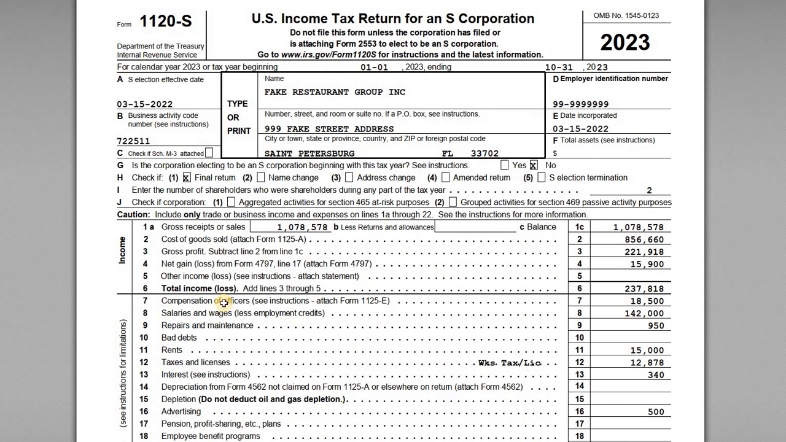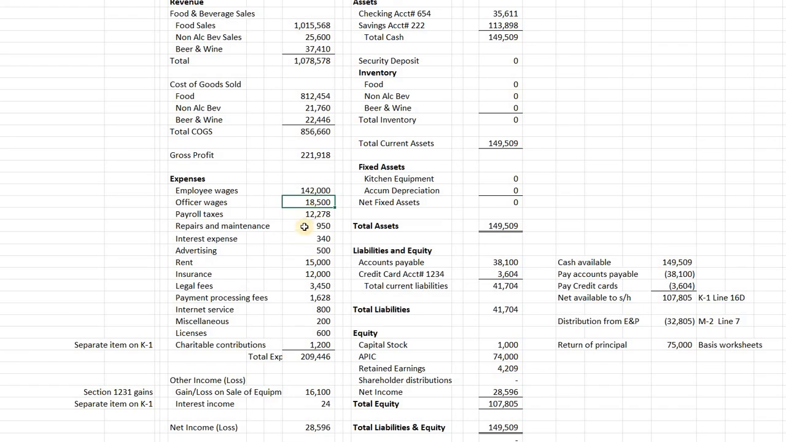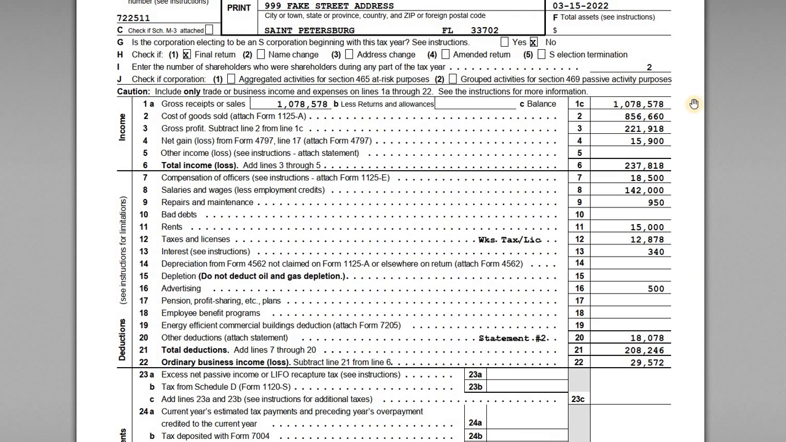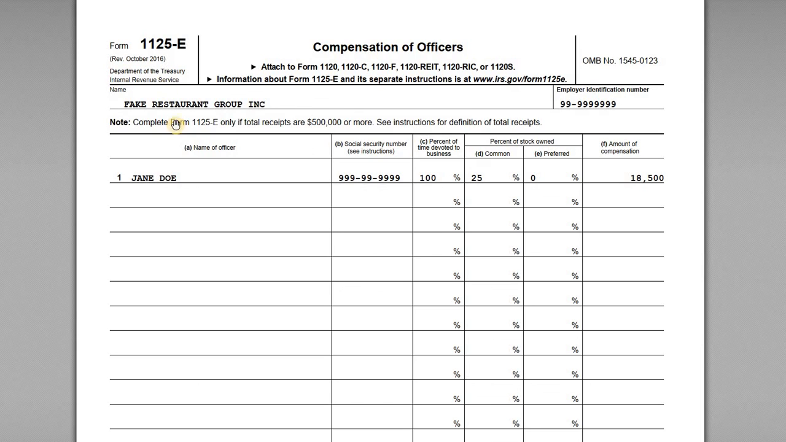So now if we have a look at the ordinary income or loss items, that's everything else up here. So the food and beverage sales, $1,078,000, cost of goods sold, $856,000, and then the various expenses, right? Employee wages, officer wages. So those items are all just entered here on page 1. So we've got the gross receipts, cost of goods sold, and we've attached an 1125A, $856,600, and then all the other various expenses. So officer compensation is separately stated on line 7, and then it's also reported on 1125E. So we do include an 1125E to report the compensation paid to Jane Doe.